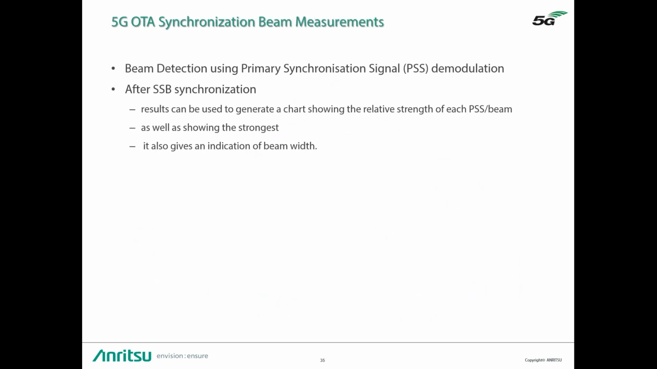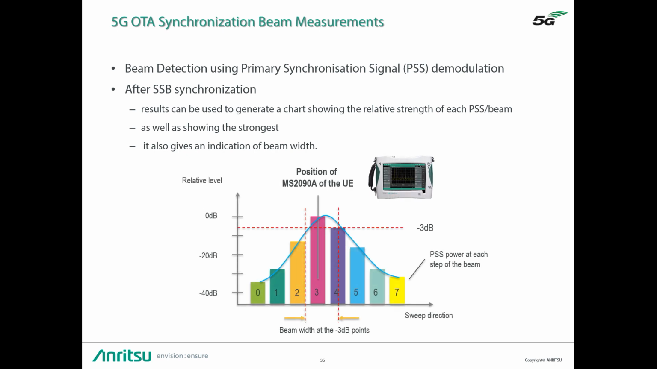If the MS2090A spectrum analyzer or the UE were located in the middle of the cell covered by one antenna transmitting 8 beams, the MS2090A or the UE would likely see more power on beams 4 and 3.